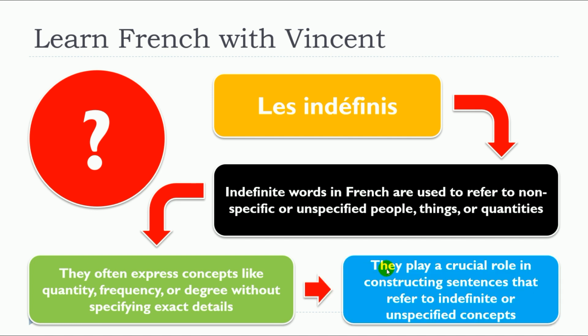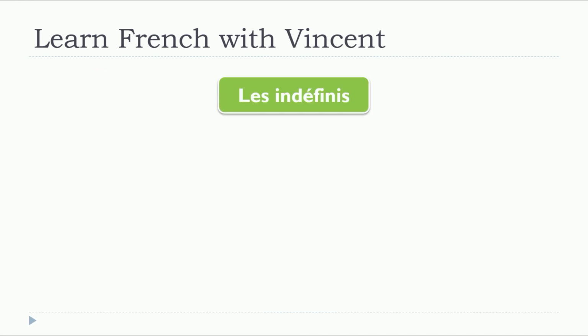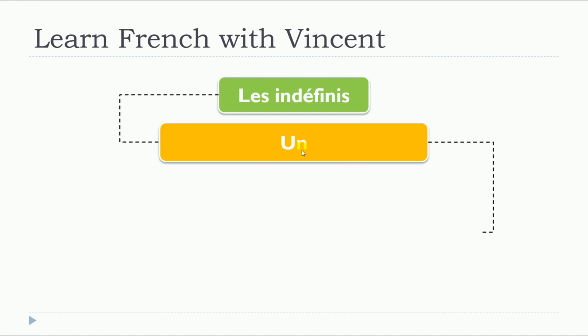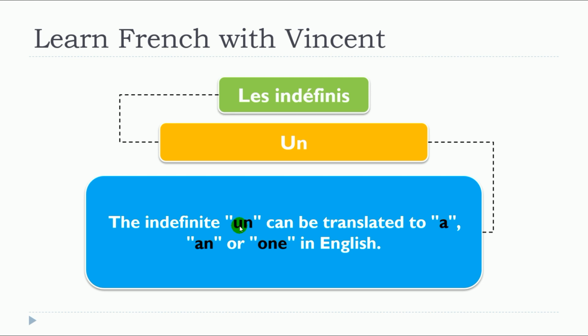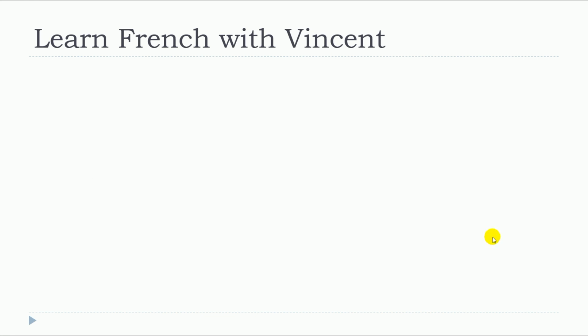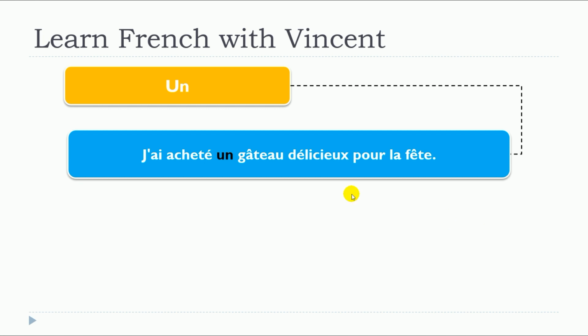And the last point, they play a crucial role in constructing sentences that refer to indefinite or unspecified concepts. So clearly, if you don't really want to be specific, you will have to know and master les indéfinis. So in this lesson, we will see un, and the indefinite un can be translated to a, an, or one in English. And so we will see 4 examples with un.